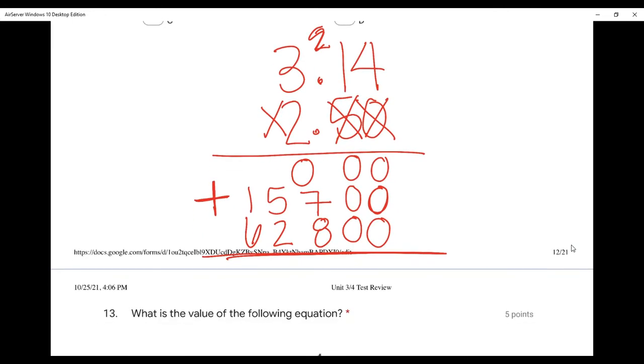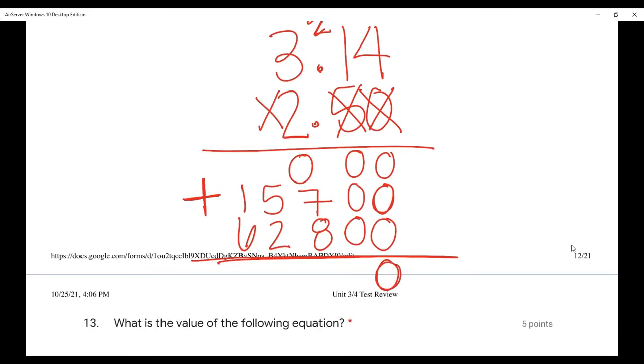0 plus 0 plus 0 is 0. 0 plus 0 plus 0 is 0. 7 plus 8 is 15. Put the 5 down here. Carry the 1. 1 plus 5 is 6, plus 2 is 8. And 1 plus 6 is 7.